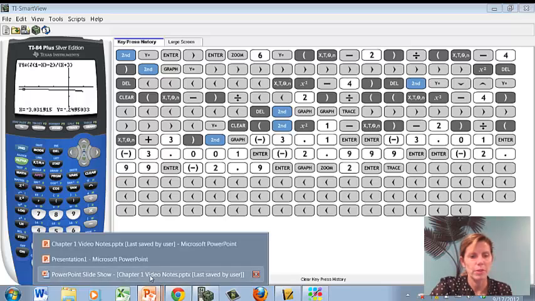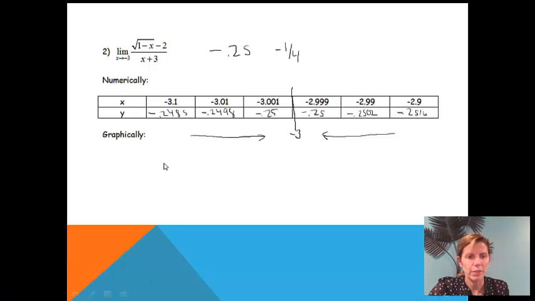All right, let me go back to my screen. So graphically, I'm just going to draw a picture of what that looked like. It looked something like that. But again, as we were approaching negative 3, when I was going in from the left, and as I'm coming in from the right, I am approaching that y value, and that y value again was negative 0.25.